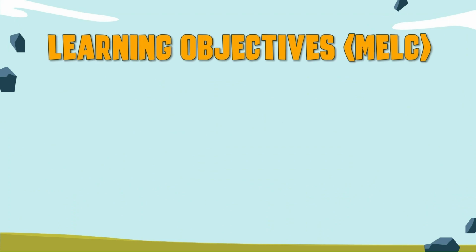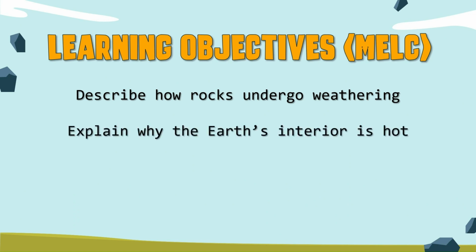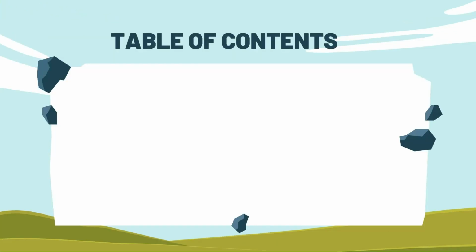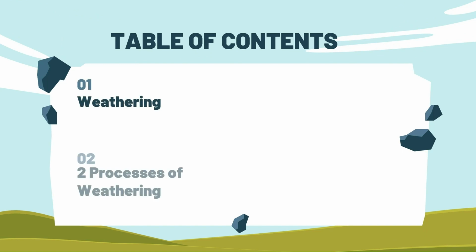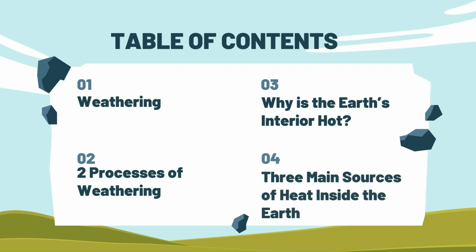For our learning objectives, first we have describe how rocks undergo weathering, explain why Earth's interior is hot. So these objectives, ito po yung ating focus for our lesson. Table of contents. First, we will talk about the weathering. Second, two processes of weathering. Third, why is the Earth's interior hot? Fourth, the three main sources of heat inside the Earth.